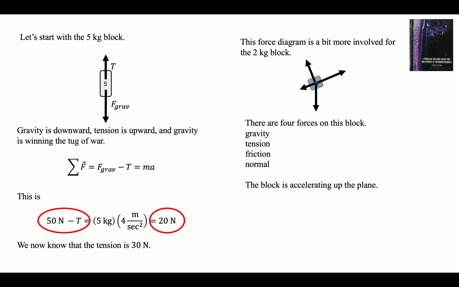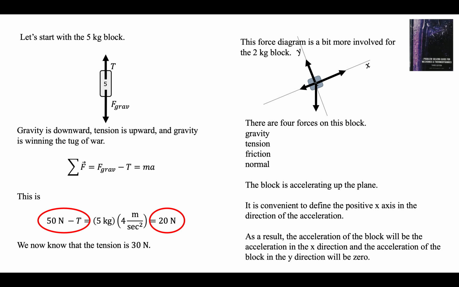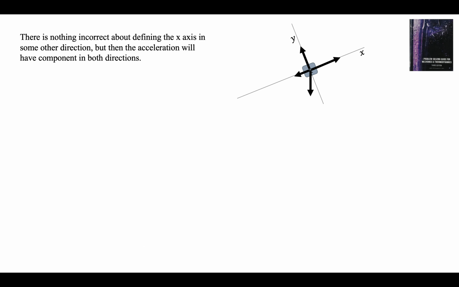The block is accelerating up the plane. It's convenient to define the positive x-axis in the direction of the acceleration up the plane. So we're going to tilt the axes here. As a result, the acceleration of the block will be the acceleration in the x direction. And the acceleration of the block in the y direction will be 0. If we kept the x and the y-axis horizontal, we would have to break the acceleration into components. And we don't want to do that. Let's not make it any more complicated than it has to be. So we're going to put the x-axis along the acceleration, and a sub x will be the acceleration of the block.